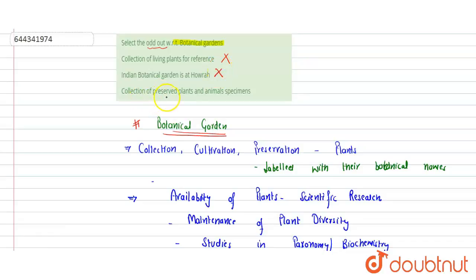Next is a collection of preserved plants and animal specimens. This is a wrong statement because plants can be preserved in the herbarium, as botanical gardens are usually associated with the herbarium, but animal specimens are not at all present in the botanical garden. These are only meant to deal with plants. So we can say that this is the wrong statement, or the odd one out. So the correct option is option C.